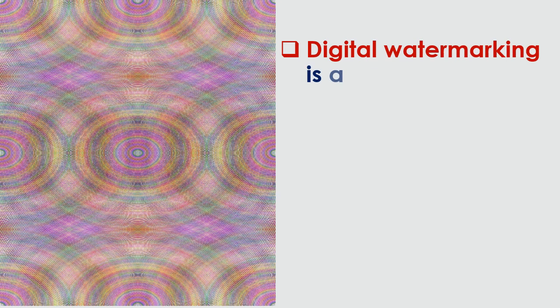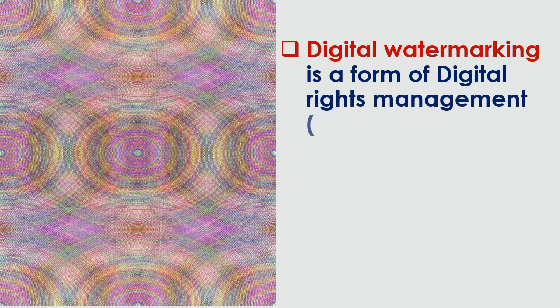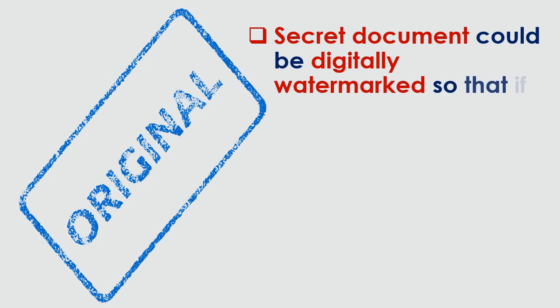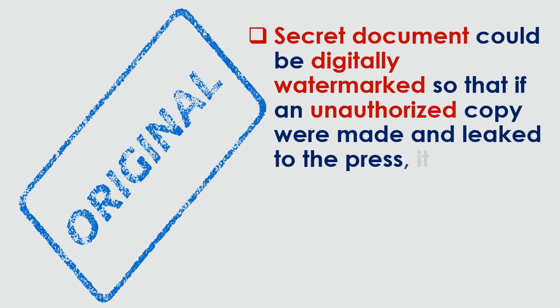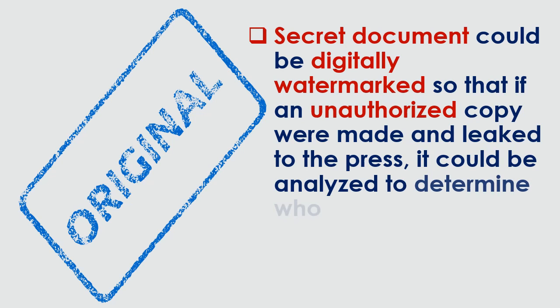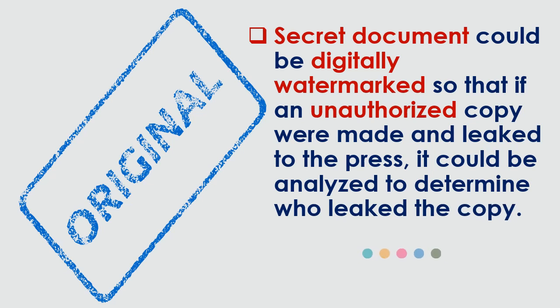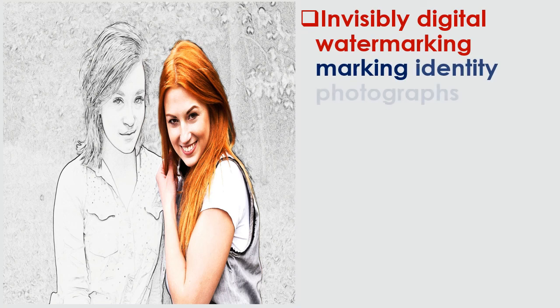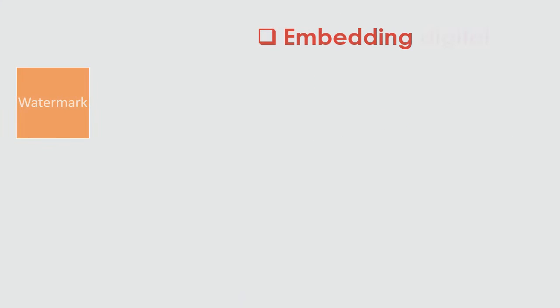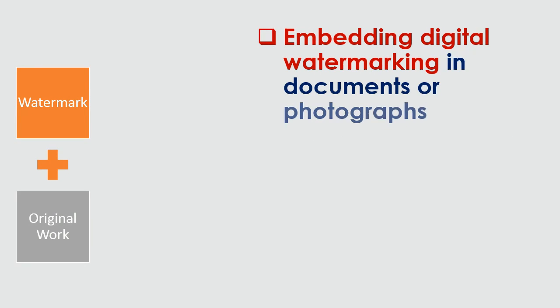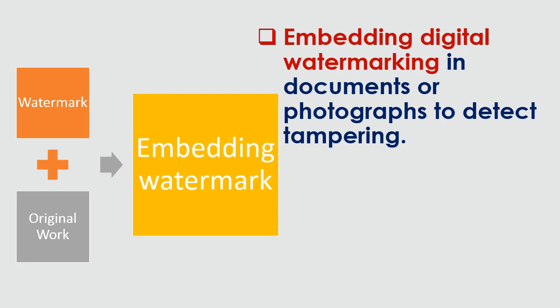Digital watermarking is a form of digital rights management, DRM, technology. A secret document could be digitally watermarked so that if an unauthorized copy were made and leaked to the press, it could be analyzed to determine who leaked the copy. Invisible digital watermarking can mark identity photographs on ID cards or passports to detect tampering. Digital watermarking can also be embedded in documents or photographs to detect tampering.